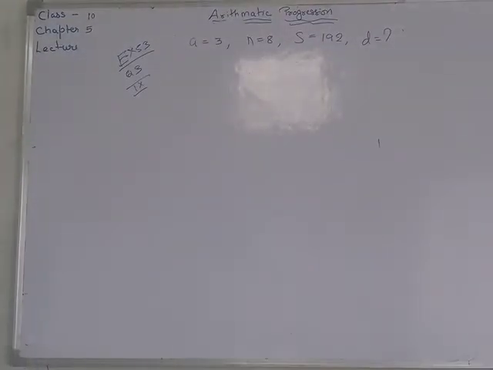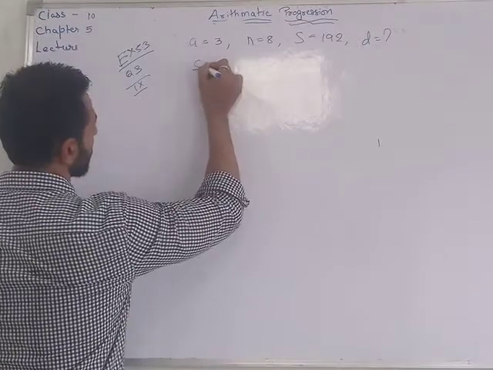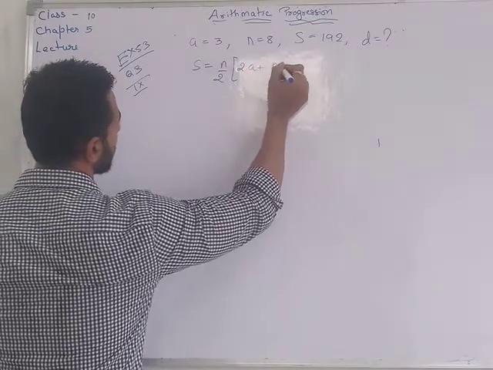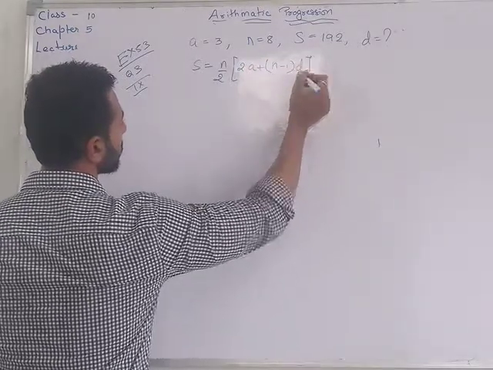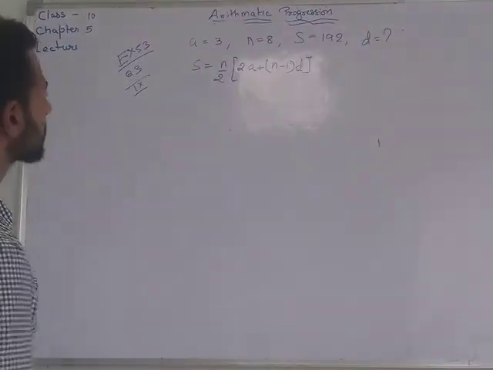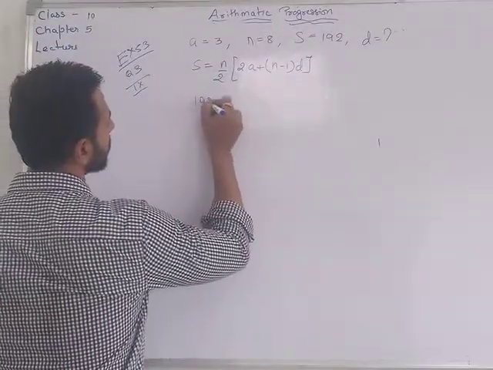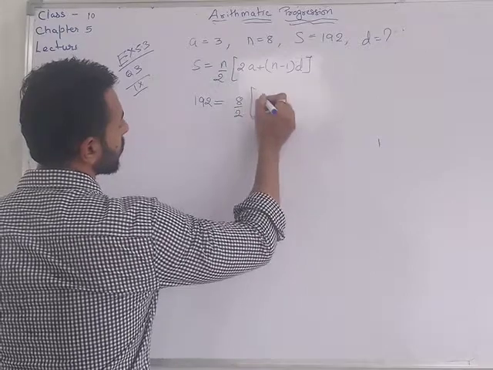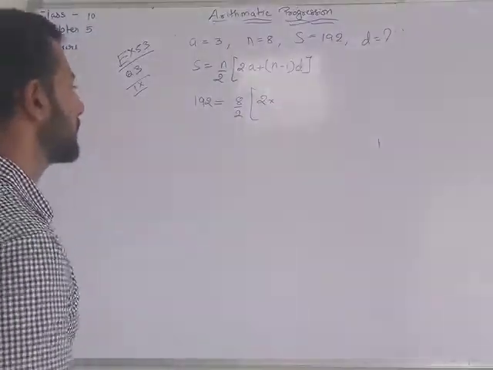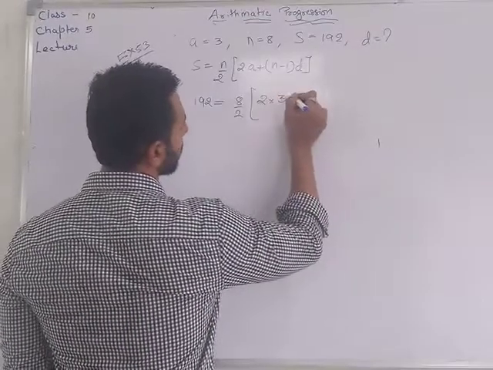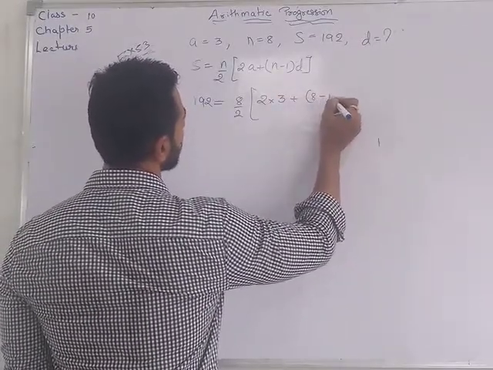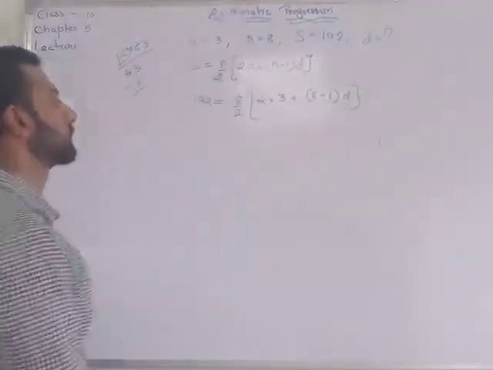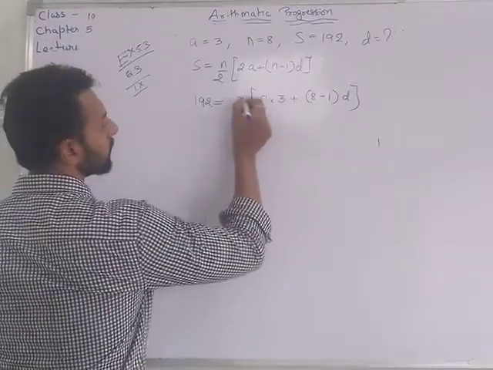Sum is given as 192. We know the formula for sum is S is equal to n by 2 times twice of A plus n minus 1 into D. Substituting the values, 192 is equal to 8 upon 2, 2 into A, where A is 3, plus n is 8 minus 1, into D. D we have to identify. Solving this will be 4.